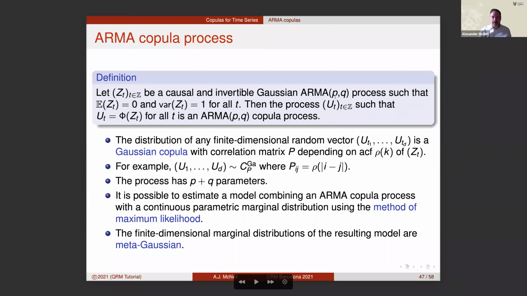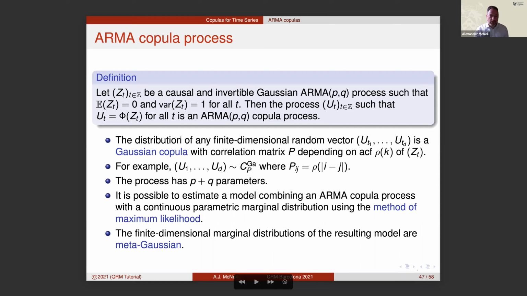ARMA processes have an autoregressive order P, and they have a moving average order Q. And I'm going to impose one further condition, which is that the process Z_t has mean 0 and variance 1, and it's strictly stationary, so this is true for all t. Then if I transform every single term to uniform with the standard normal CDF, what I get is the ARMA(p,q) copula process.